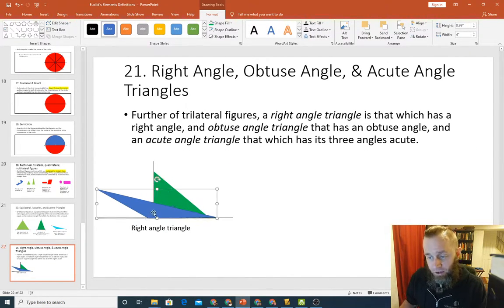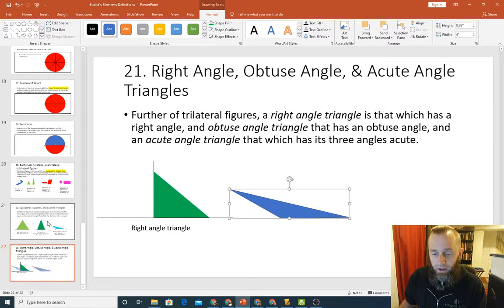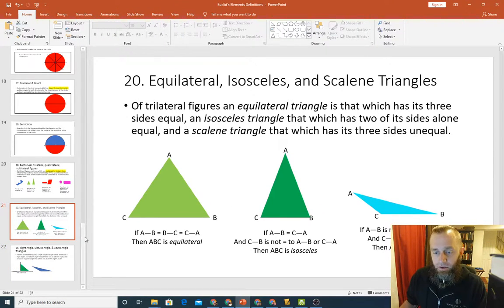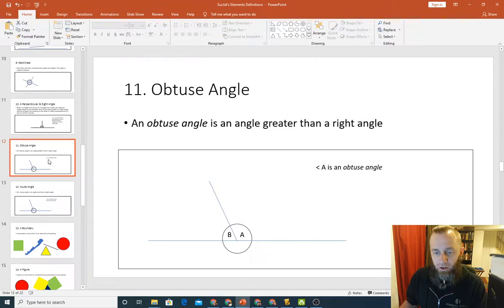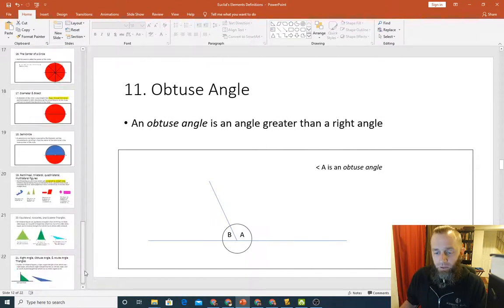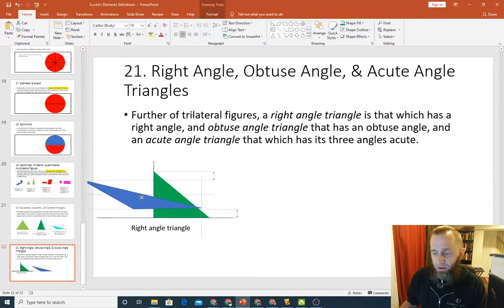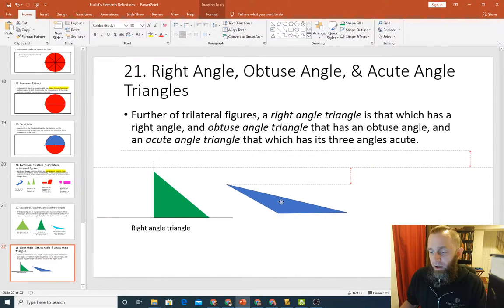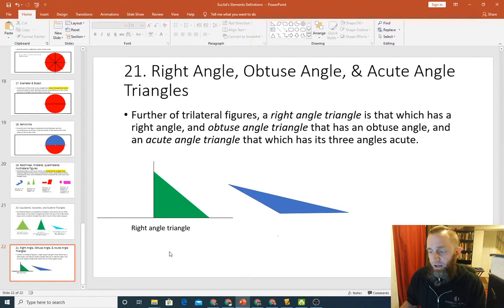This angle right here is bigger than a right angle, and you'll remember that, from all the way up in the definition, an obtuse angle is an angle greater than a right angle, and we now know, because we just sat it on there and compared it, that this angle is greater than a right angle. So therefore, this is an obtuse angle triangle.